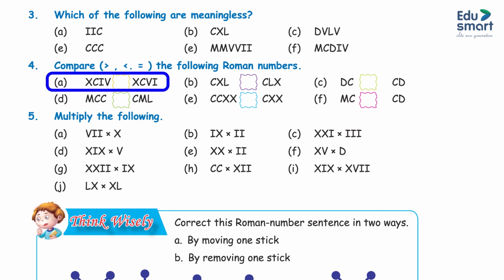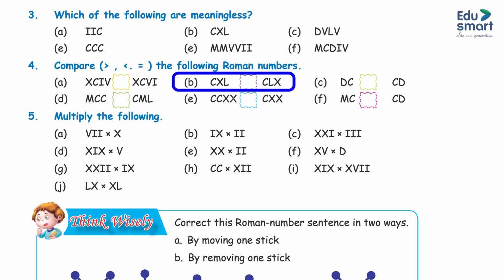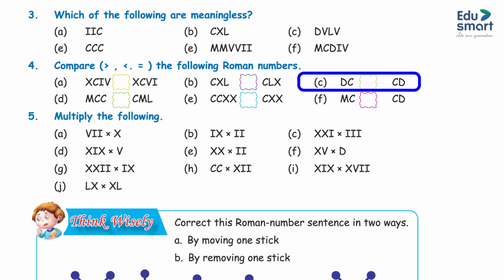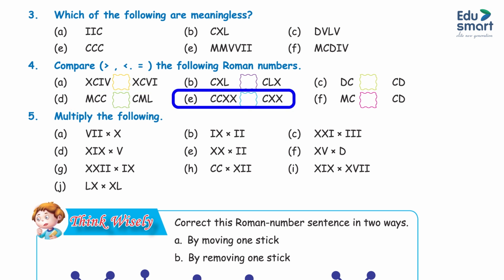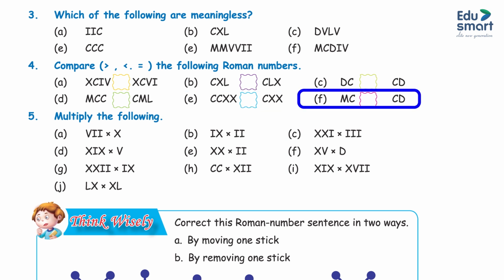4. Compare greater, less than, is equal to the following Roman numbers. A. XCIV is less than XCVI. B. CXL is less than CLX. C. DC is greater than CD. D. MCC is greater than CML. E. CCXX is greater than CXX. F. MC is greater than CD.